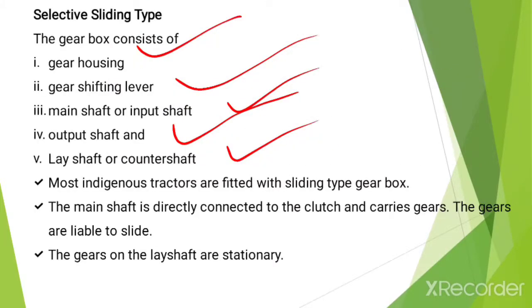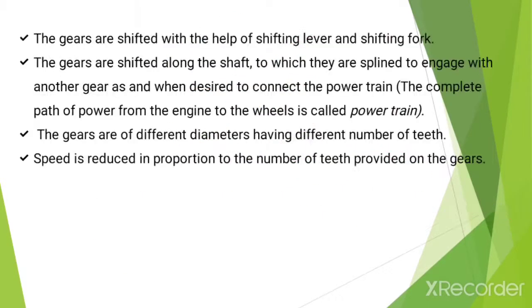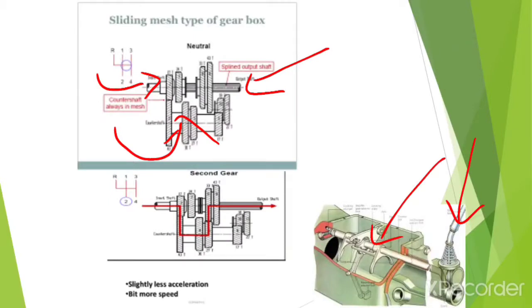Now most of the indigenous tractors are fitted with the sliding type gearbox. The main shaft is directly connected to the clutch and carries the gears, and the gears are liable to slide. The gears on the lay shaft or counter shaft are stationary.